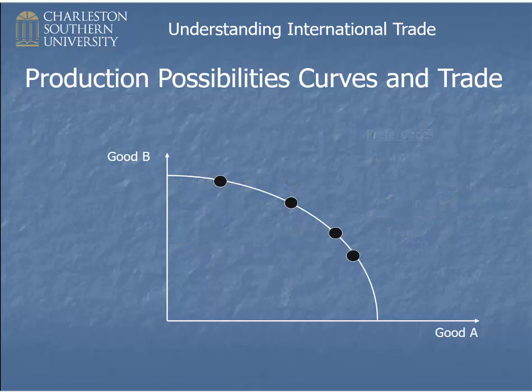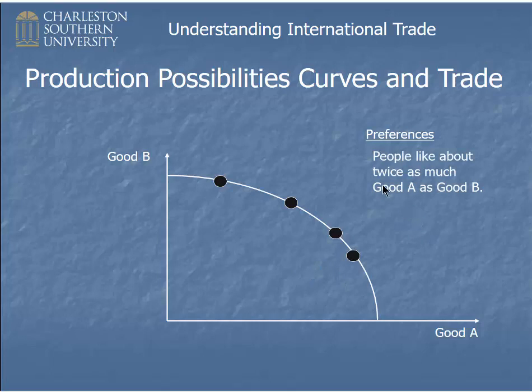Now from there, let's talk about preferences. Suppose the people in this country like about twice as much good A as good B. The question then is, well, where would they locate? If they like twice as much good A as good B, they would locate somewhere along this line, where this line has a slope of 1/2, because we like 2 A's for every B. So for every B you have, there'd be 2 A's. 2 B's would be 4 A's. 3 B's would be 6 A's, and so forth.